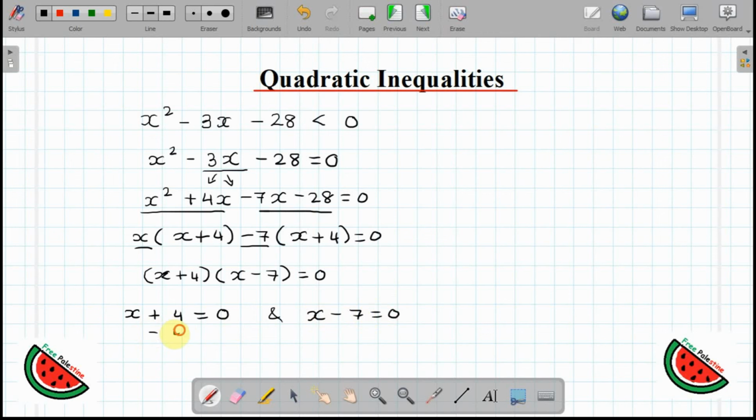So I subtract 4 both sides, so x equals minus 4. And I'd add 7 both sides. x is equal to positive 7.